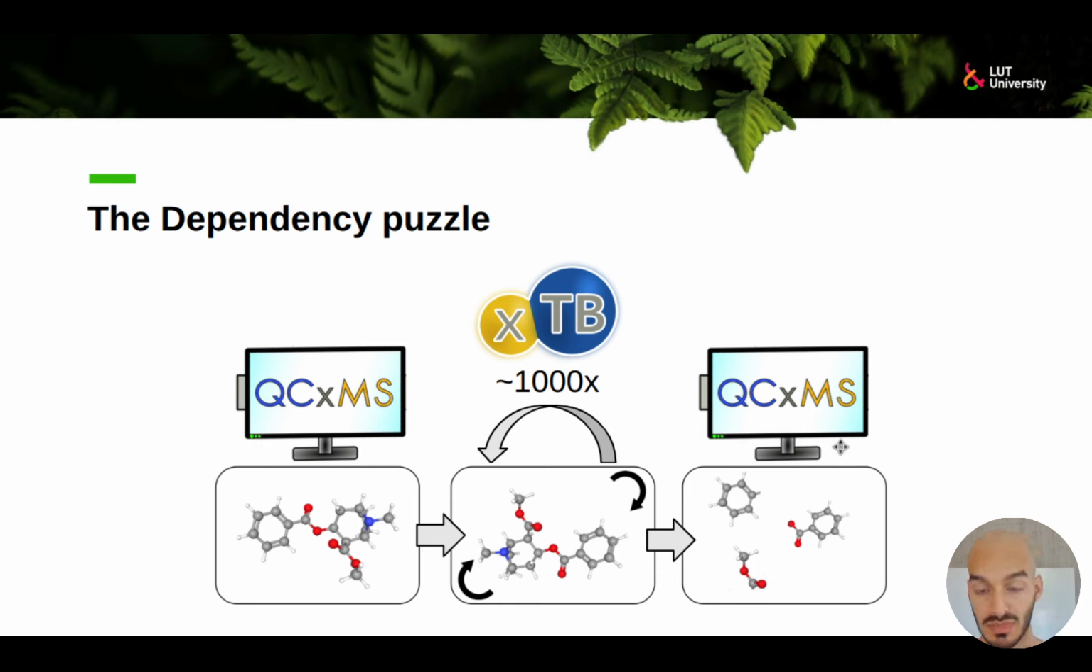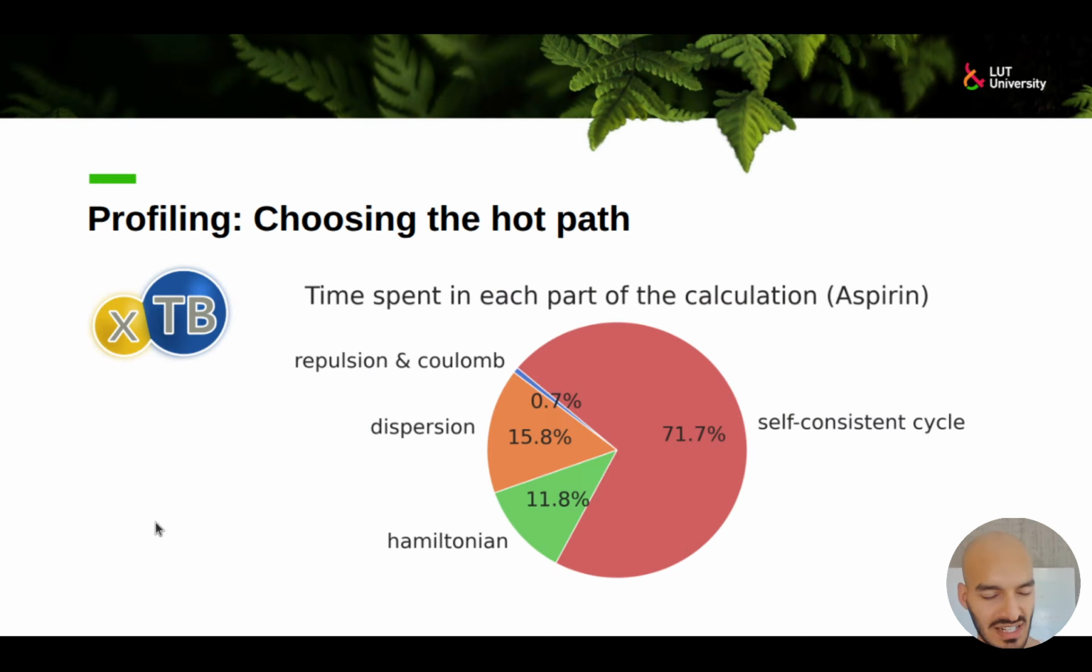And this works remarkably well. Essentially, QCXMS uses XTB to simulate what happens inside the mass spectrometer. Exceptionally cool. Now, as a programmer, the immediate first step was what happens inside XTB, because that is the core part. And one of the profiles of XTB showed this kind of time distribution.